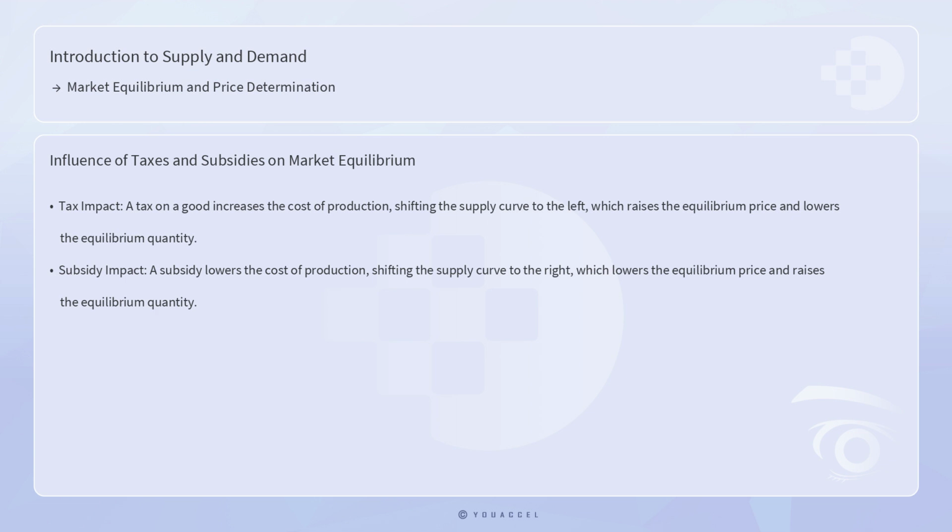Conversely, a subsidy lowers the cost of production, shifting the supply curve to the right, which lowers the equilibrium price and raises the equilibrium quantity. If the government provides a $1 per bushel subsidy for wheat, the supply curve will shift to the right, resulting in a lower equilibrium price and a higher equilibrium quantity.